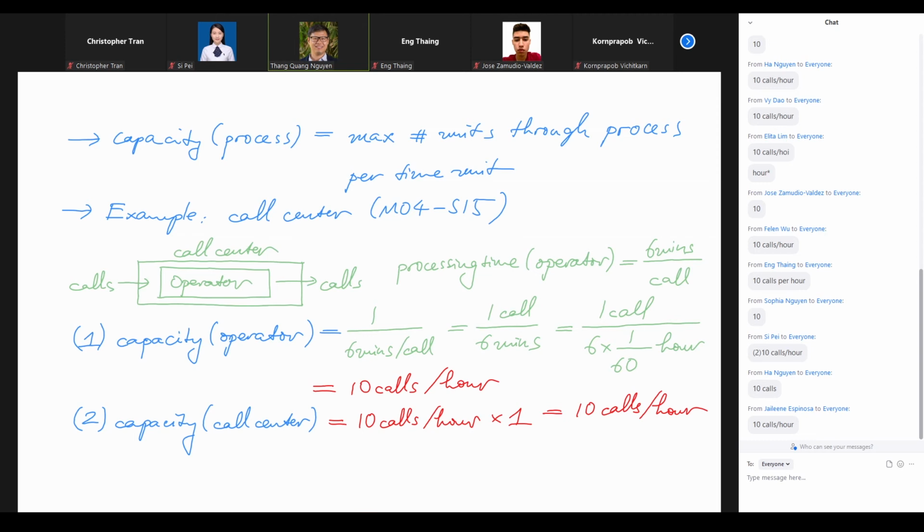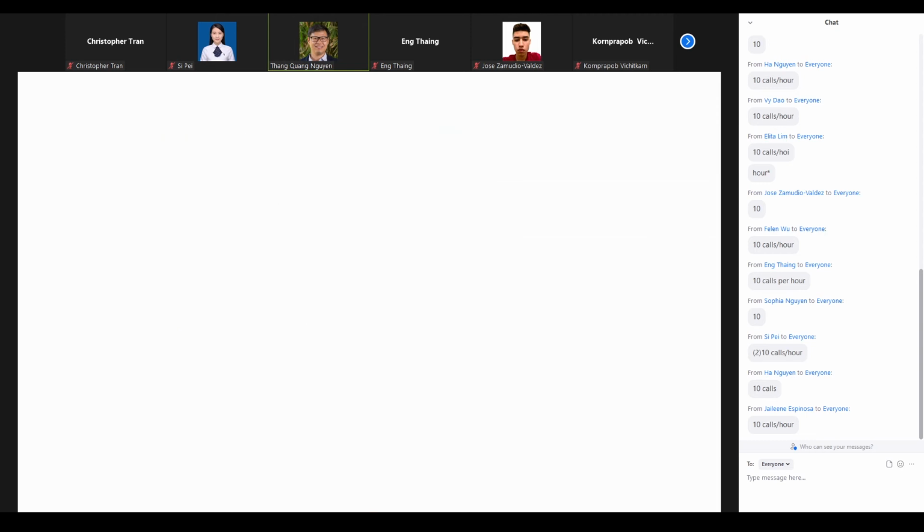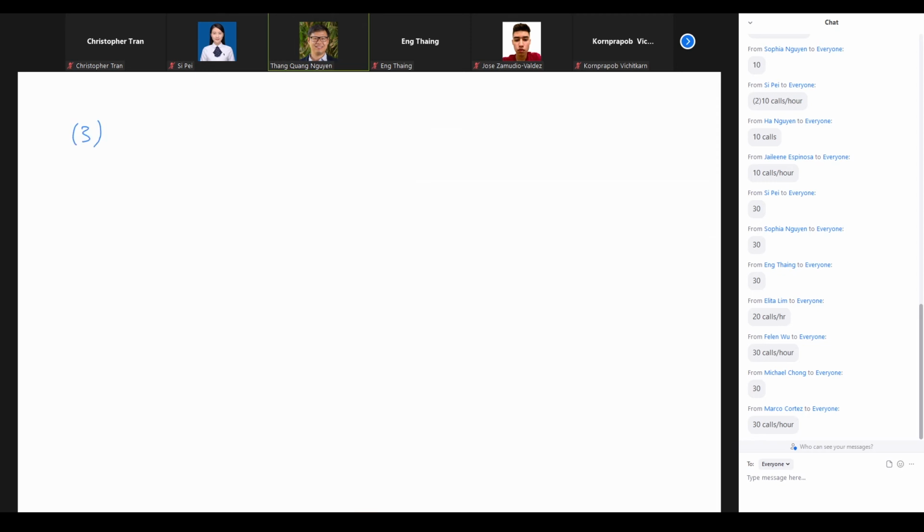So that's why they ask us the third question. And here's the third question. What is the capacity of the call center if 2 additional operators are hired? So please feel free to share your thoughts on the third question. Right, in question 3, I believe I have some answers already. Good. Let me write out the information. So we hire two more operators.